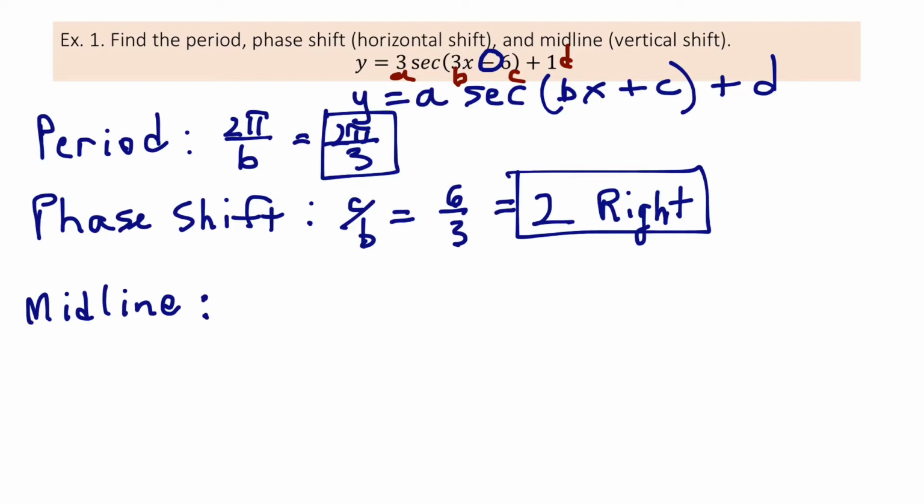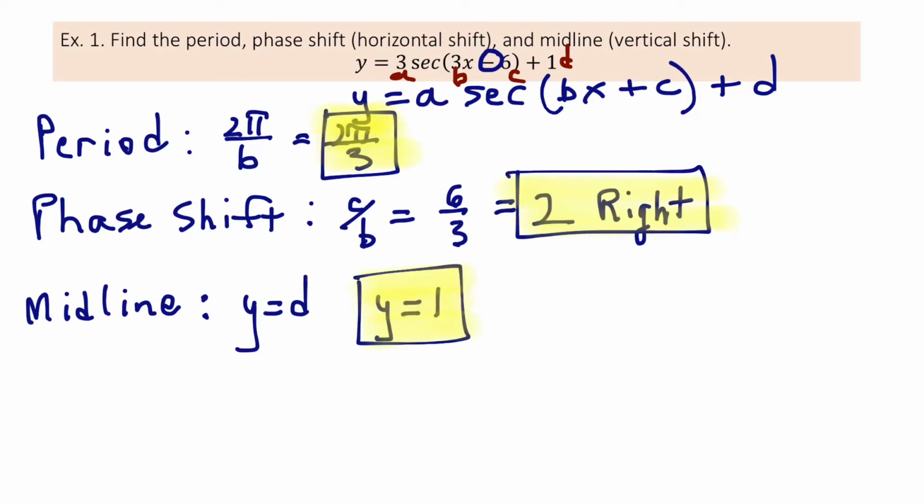And then I have a midline out here. So y is equal to d is going to be my midline. My d is 1. So my midline is y is equal to 1. So we're not going to talk about the amplitude. That 3 number does go into how the graph is drawn, but we don't call it an amplitude when we're talking about secant and cosecant graphs.